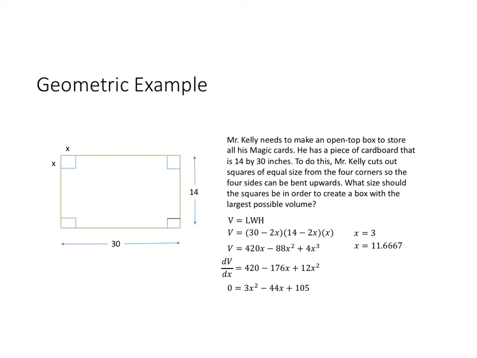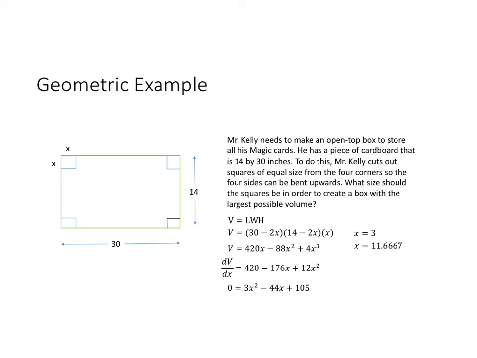The next example is the one that you'll probably see most of to fall into this category, and that is geometric type problems, okay? So here's a particular example. We have Mr. Kelly. He needs to make an open top box to store all his magic cards. He has a piece of cardboard that is 14 by 30 inches. To do this, Mr. Kelly cuts out squares of equal size from the 4 corners so that the 4 sides can be bent upwards. What sizes should the squares be in order to create a box with the largest possible volume?